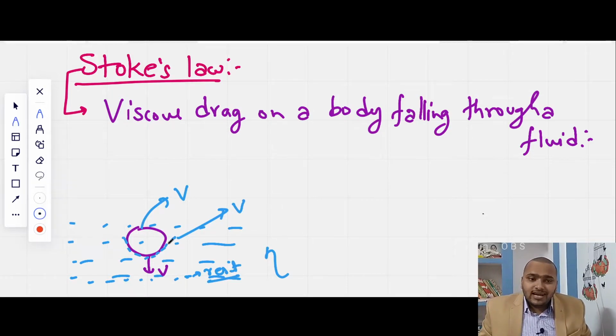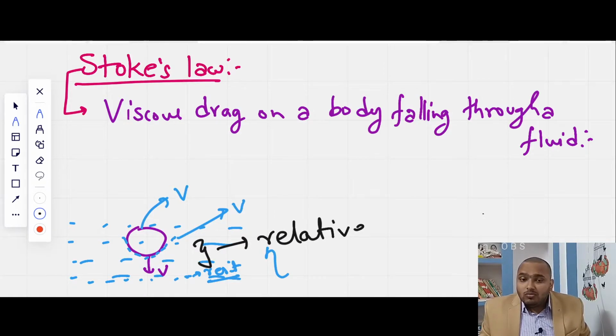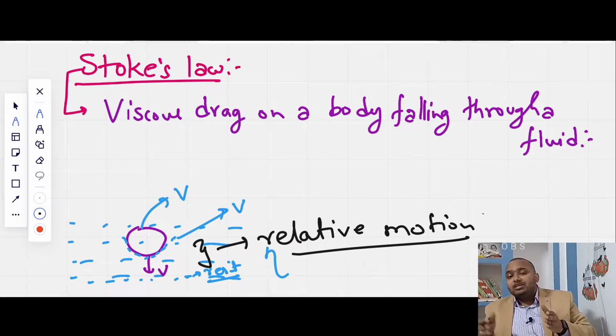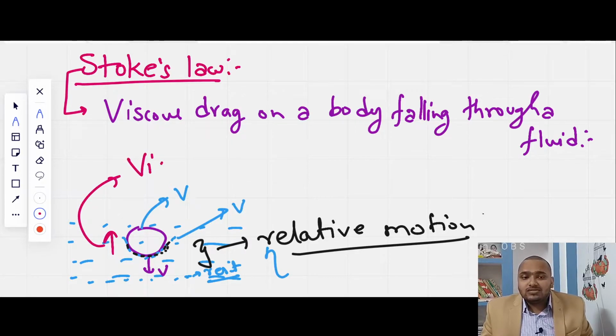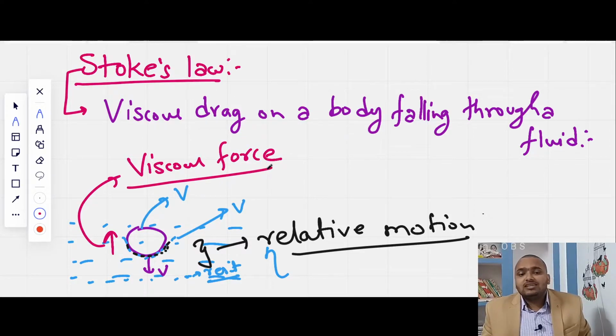So we can say that there is a relative motion between these two layers, or in comparison to other layers also, because other layers don't have that velocity which is had by the layer very close to the object. By this relative motion there is a force in the upward direction, and this force is known as viscous force, or we can call it viscous drag.